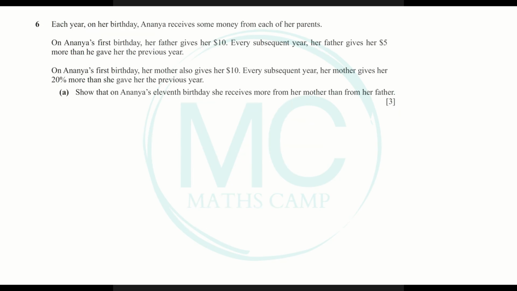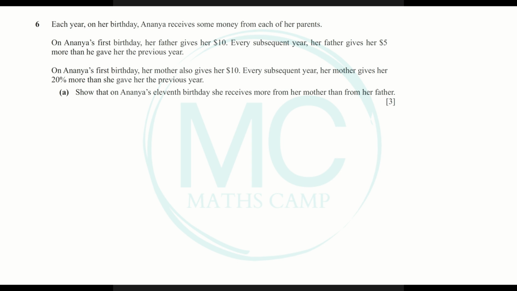Each year on her birthday, Ananya receives some money from each of her parents. On Ananya's first birthday, her father gives her $10. Every subsequent year, her father gives her $5 more than he gave her the previous year. On Ananya's first birthday, her mother also gives her $10. Every subsequent year, her mother gives her 20% more than she gave her the previous year.